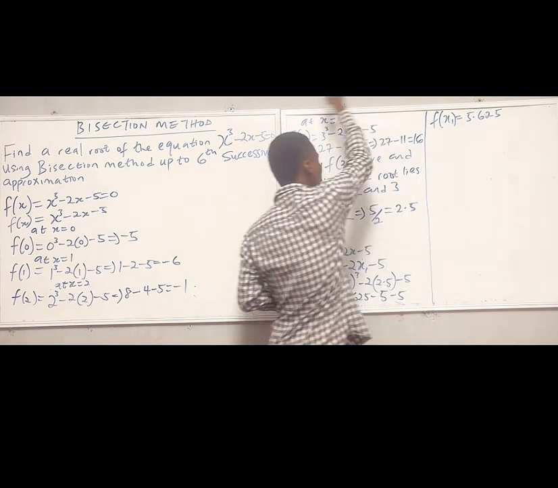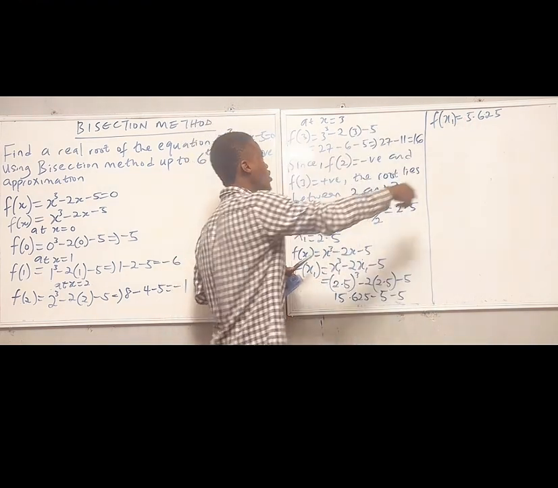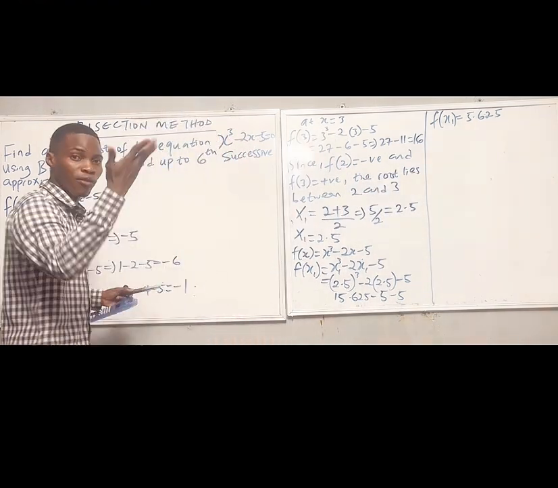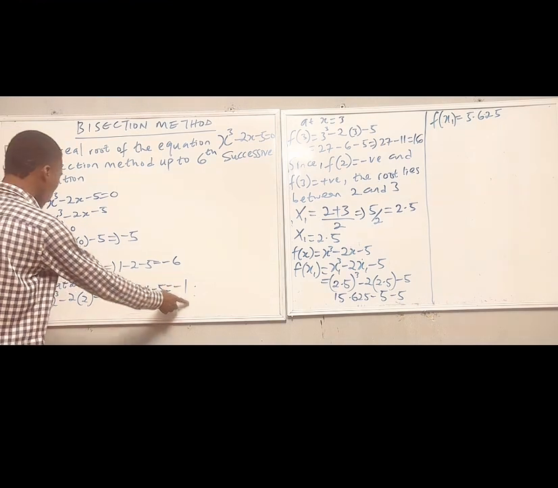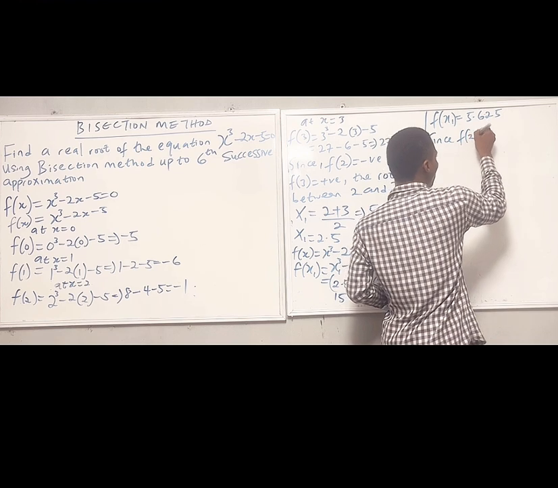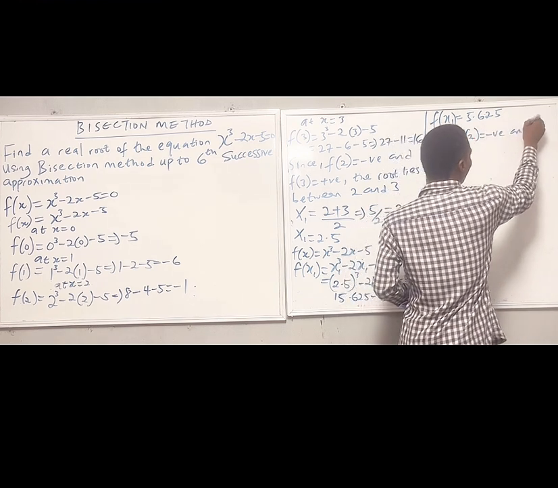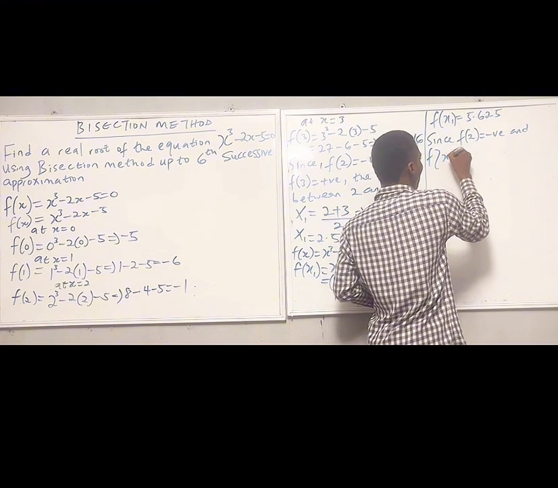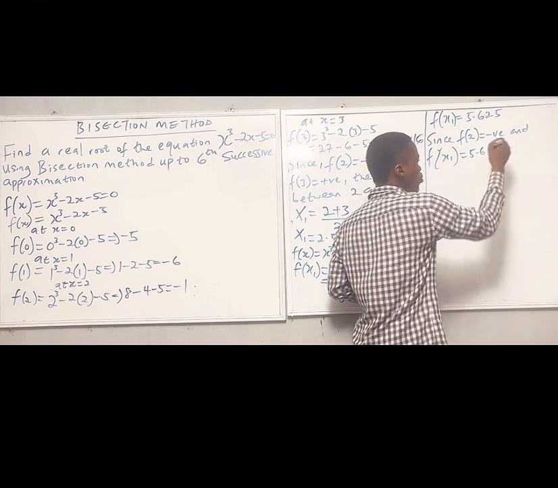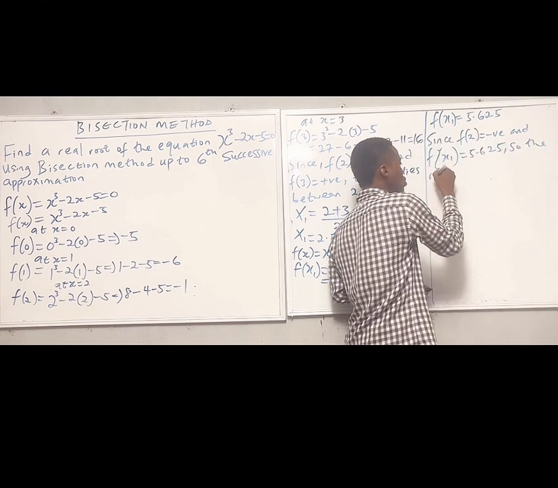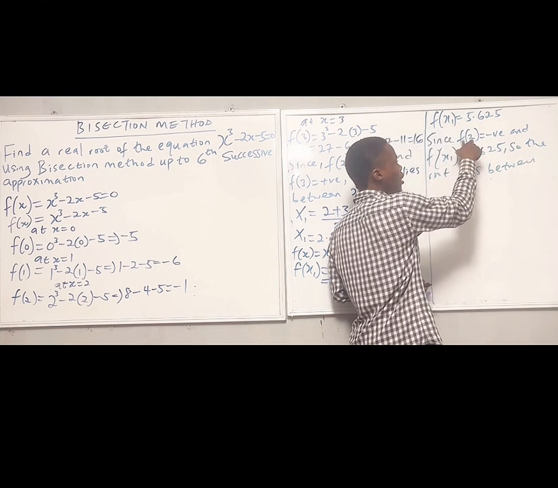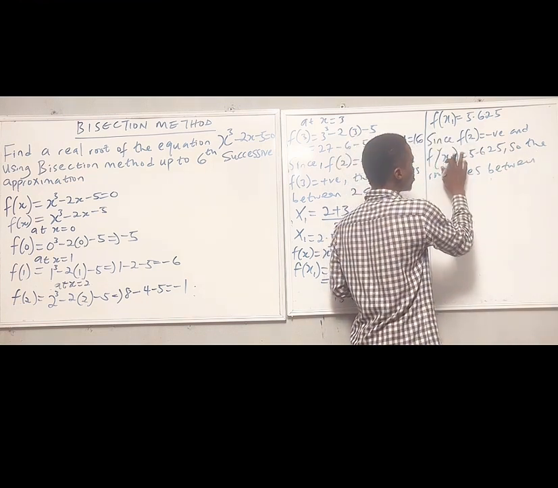So I have to go to my last negative. What is my last negative here? My last negative, f of something that gives negative, is minus 1, which is f of 2. So since f of 2 is negative and f of x1 is equal to 5.625, the root lies between f of 2 and f of x1, which is positive.